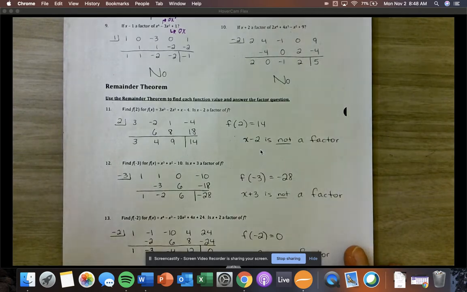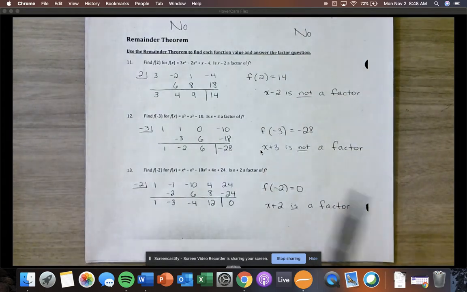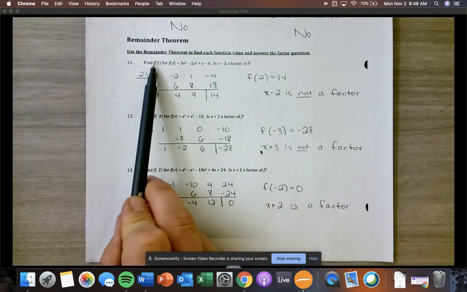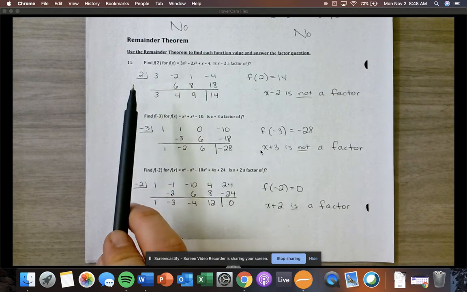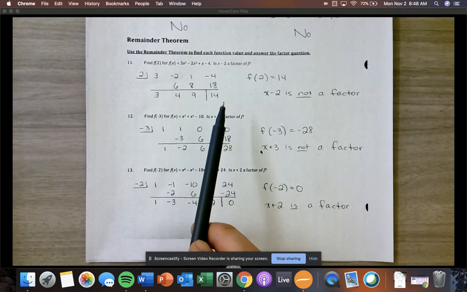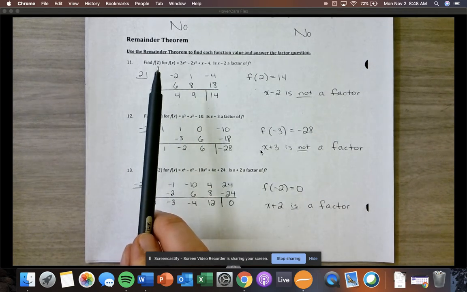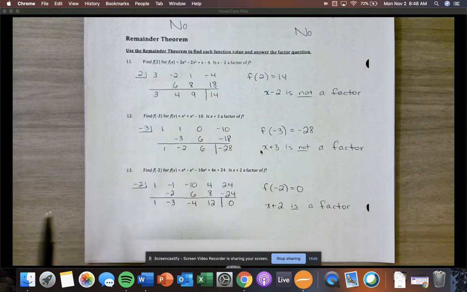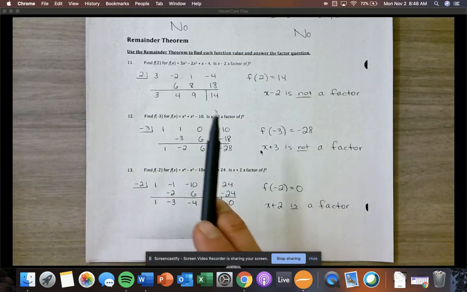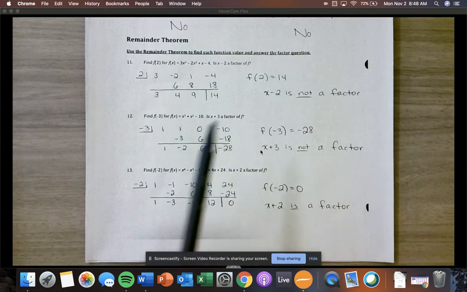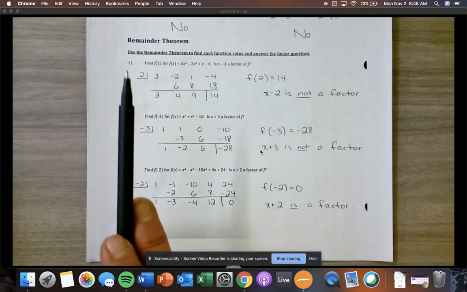So the remainder theorem. And what this is saying is if you want to solve a function for a certain value, you can use synthetic division, and whatever you get as the remainder is the value. All right, so when it says find f of 2 for f of x equals 3x cubed minus 2x squared plus x minus 4, and then it's also asking is x minus 2 a factor of f, we can solve both of these questions in one problem.